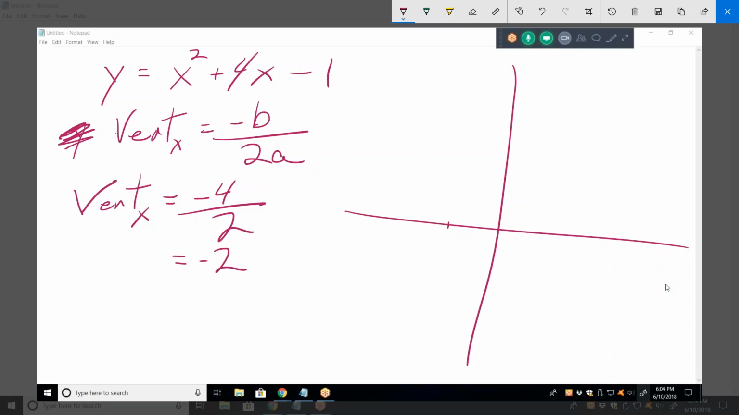So I know that my axis of symmetry runs down the line x equals minus 2. Okay? And that's a good starting spot. What's the next thing I need to do? To plot the y coordinate. Okay, so what is the y coordinate of the vertex? Would it be -1?